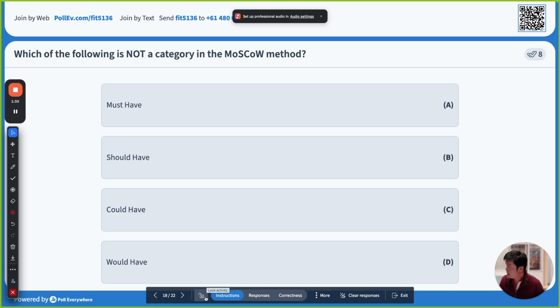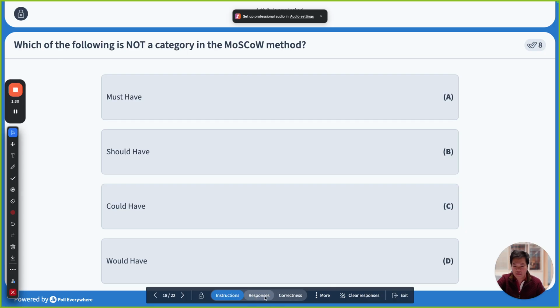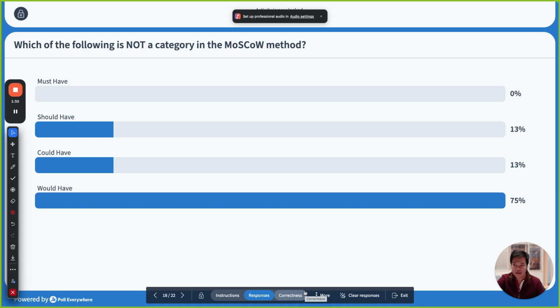Okay, 7, yeah. 8, okay, let's see the result. Must have, should have, could have. Okay, the right answer is would have. Okay, it doesn't exist. The question is which one is not a category of the Moscow method. Must have yes, should have yes, could have yes, would have no. Okay, it has to be won't have. All right.